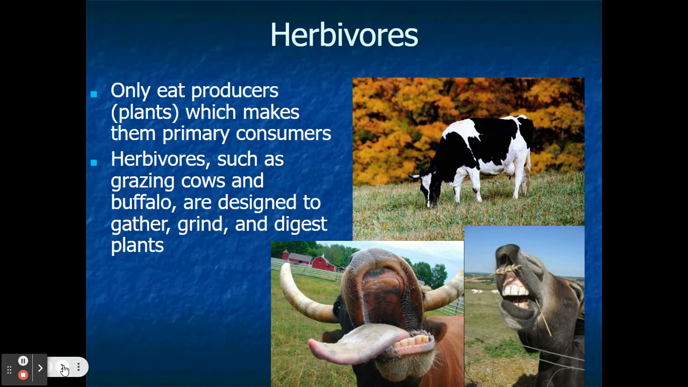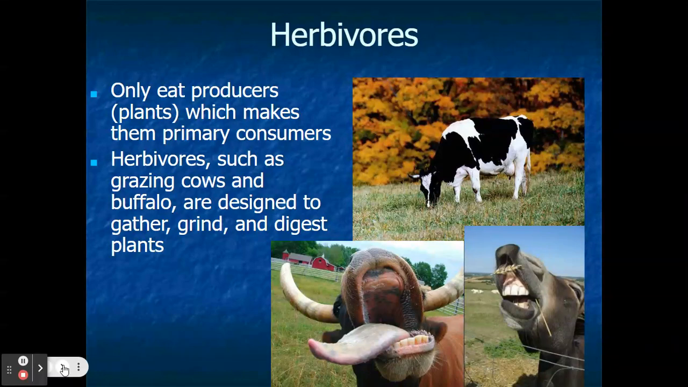So first up, we're going to talk about the good old herbivore. These are ones that only eat the producers. So in terrestrial biomes, that would be like cows and buffalo. In an aquatic biome, that would be maybe krill or some other small fish.